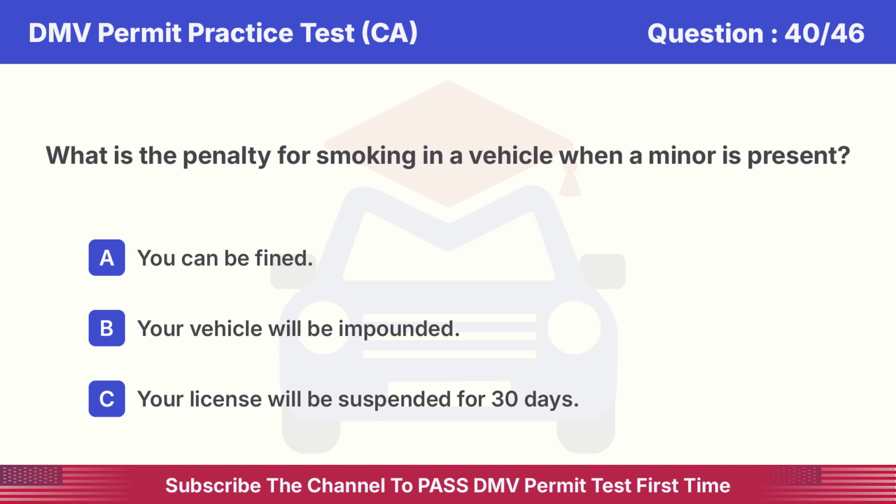Question 40. What is the penalty for smoking in a vehicle when a minor is present? Option A, you can be fined. B, your vehicle will be impounded. C, your license will be suspended for 30 days.